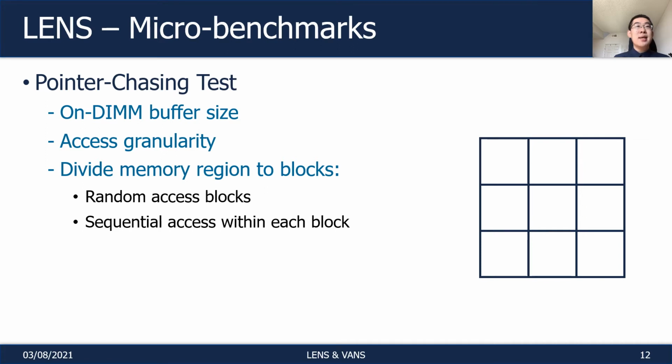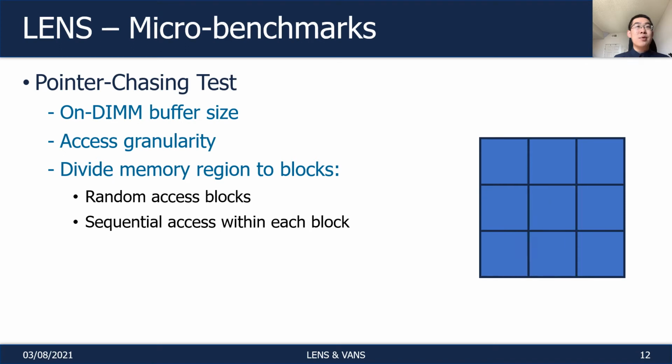A pointer chasing test is a random-based memory access test. It divides a memory region into equal-sized blocks and accesses these blocks in random order. It uses sequential access within each block.